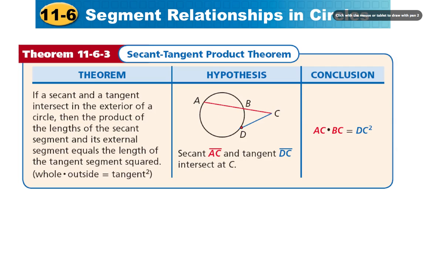Again, this is the secant, this is the tangent. If you take the product of this secant, which is AC, times the external secant, which is BC, that's what we have here, it should equal the tangent squared, DC squared. This is what theorem 3 is saying.